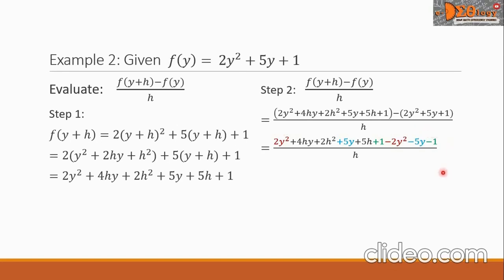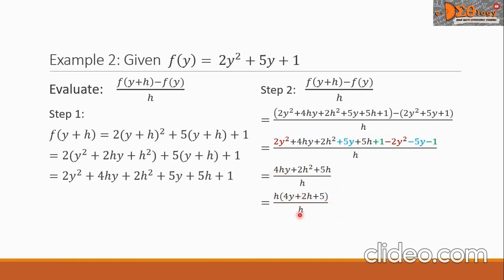So they can cancel each other respectively. So on the next line, we will simply collect the remaining terms. And the terms are the 4hy plus the 2h squared plus the 5h all over h. In the numerator, there is a common factor which is h that we can factor out. So h is factored out, multiplied by the trinomial 4y plus 2h plus 5.